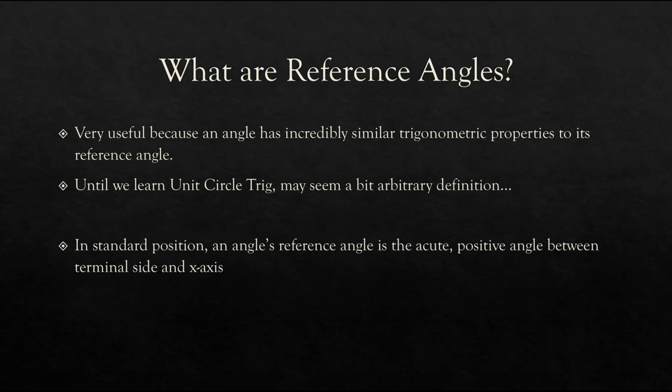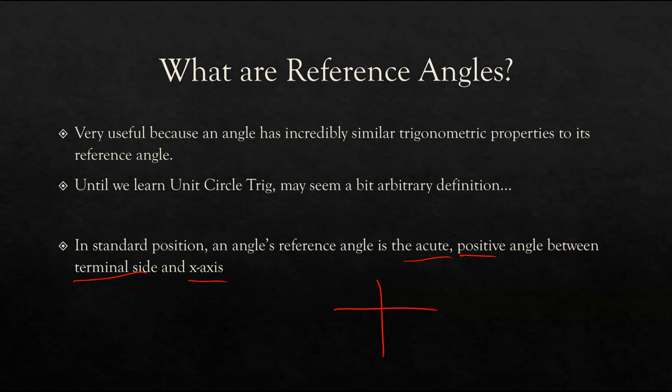If you have an angle in standard position, the reference angle is the acute positive angle between the terminal side and the x-axis. Okay, so reference angles by definition are always positive, so you can't have a negative reference angle. They're always acute angles. They cannot be obtuse angles, so they always have to be less than 90 degrees. And then between terminal side and x-axis. Now keep in mind, if I have a coordinate plane, this whole thing is the x-axis, right? So not just the positive x-axis like we use for the initial side, the whole x-axis, okay?